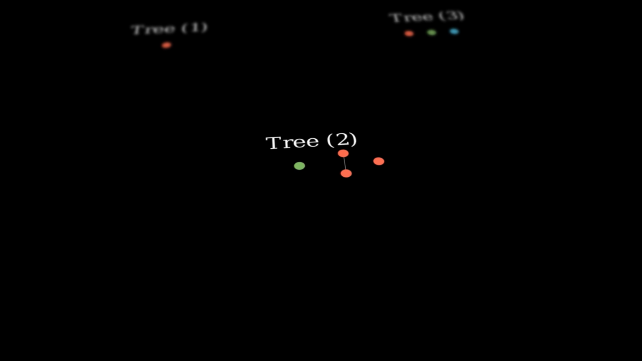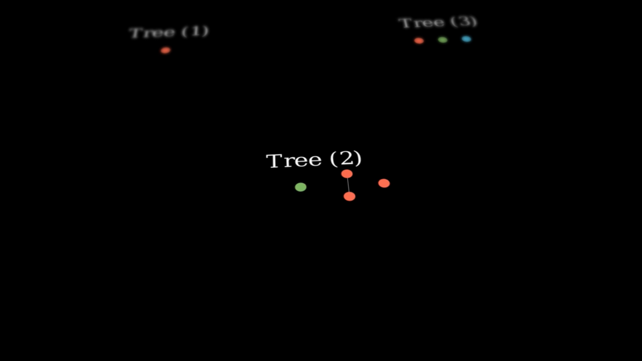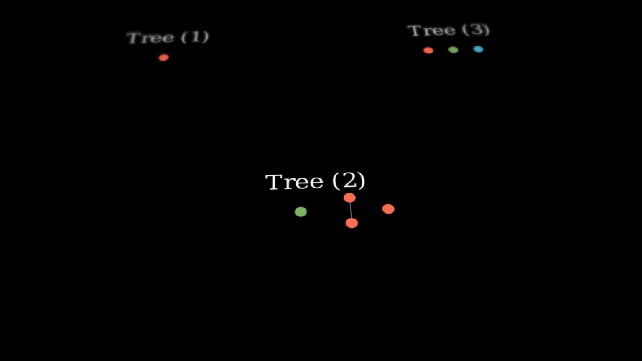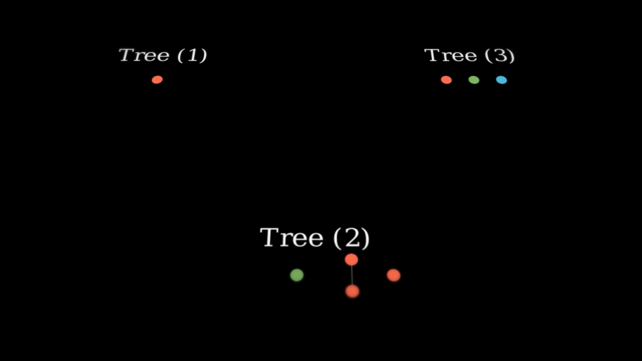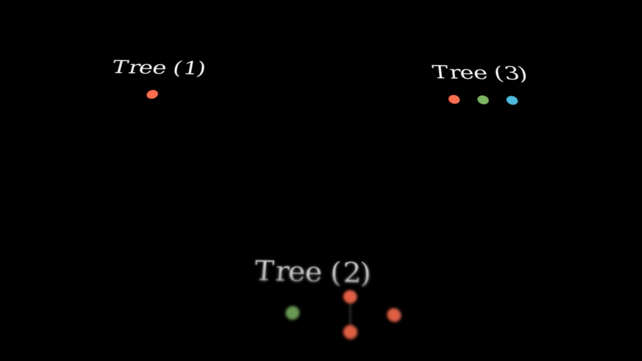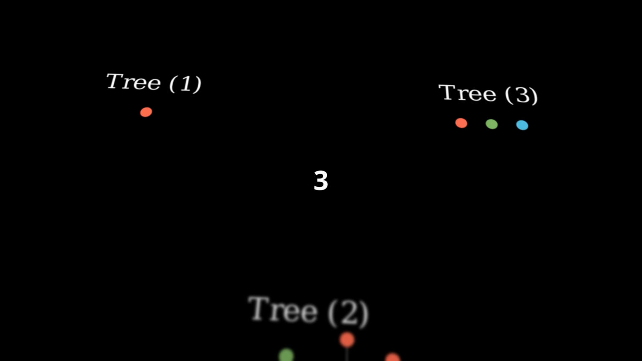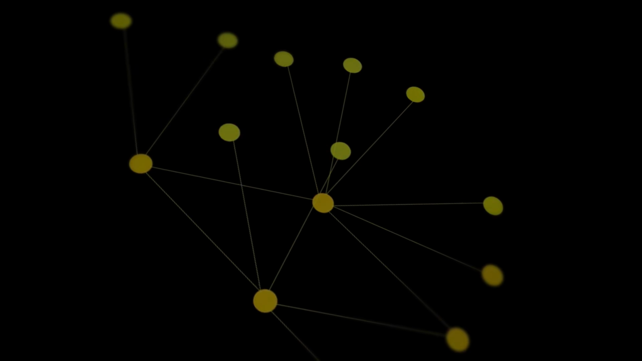However, on the fourth tree, no matter how you arrange the seeds, you'll inevitably create a structure that contains one of the previous trees. This means the game ends here. So, Tree 2 equals 3. You might be able to guess where this is headed.